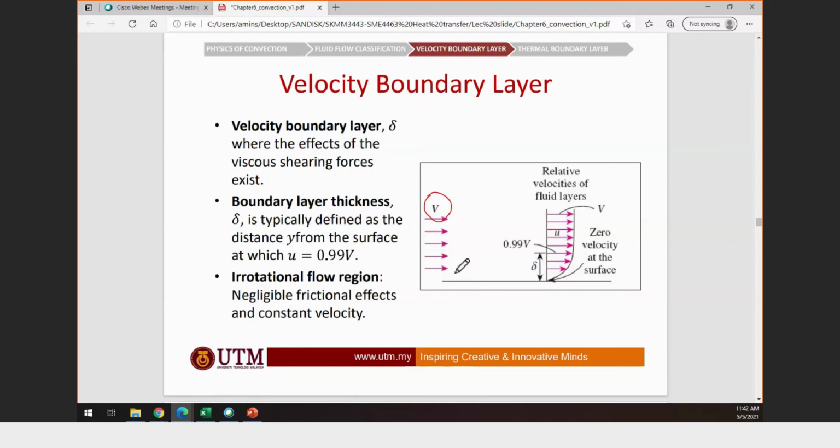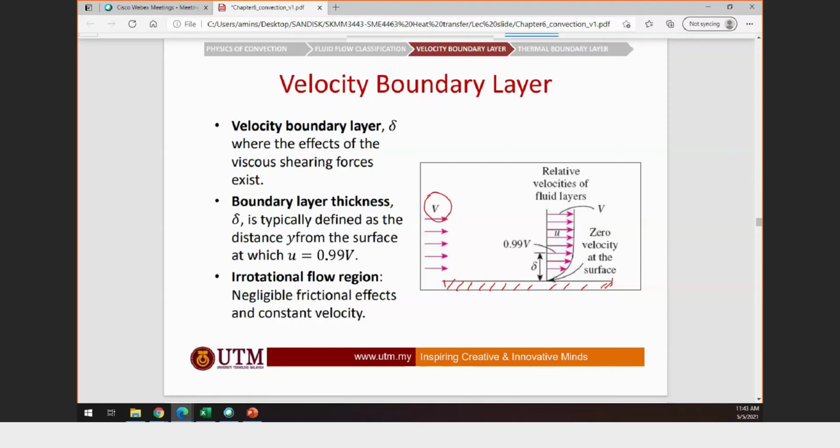But once it passes through the plate, let's say this is the plate, the fluid velocity will vary, and this variation is related to the friction resistance.